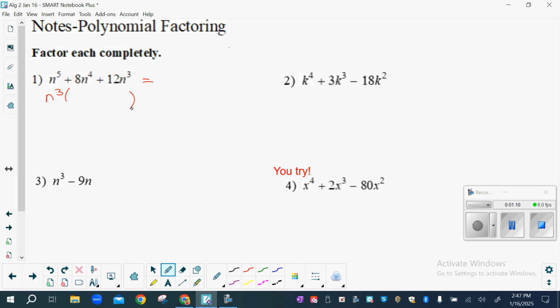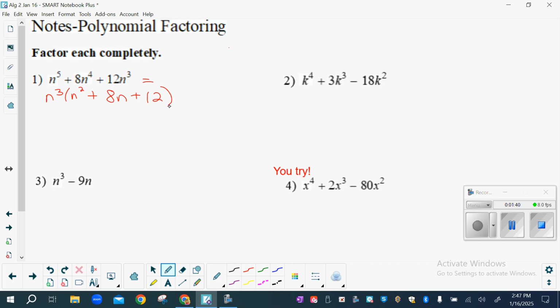What's the question? What do we get when we factor out the n to the third? N squared. Good. Plus n on its own, correct? One times what? N. Good. And then 12. And then just 12. Does that make sense?